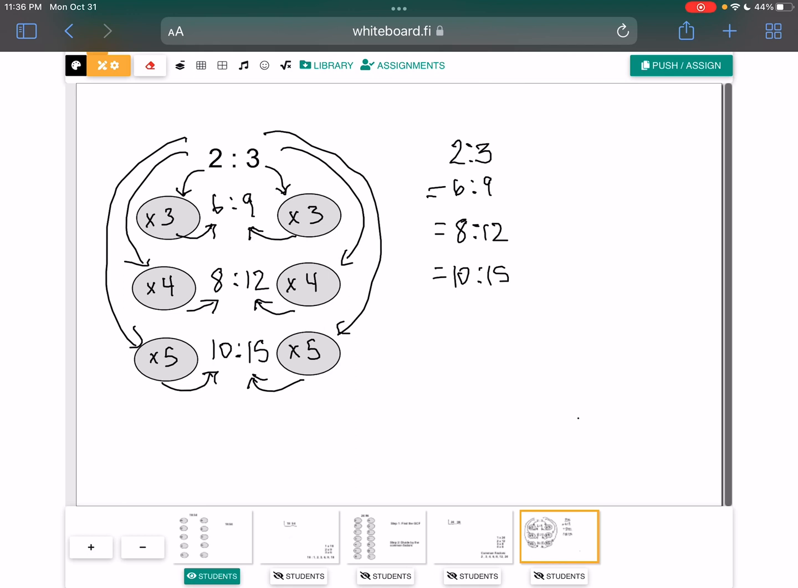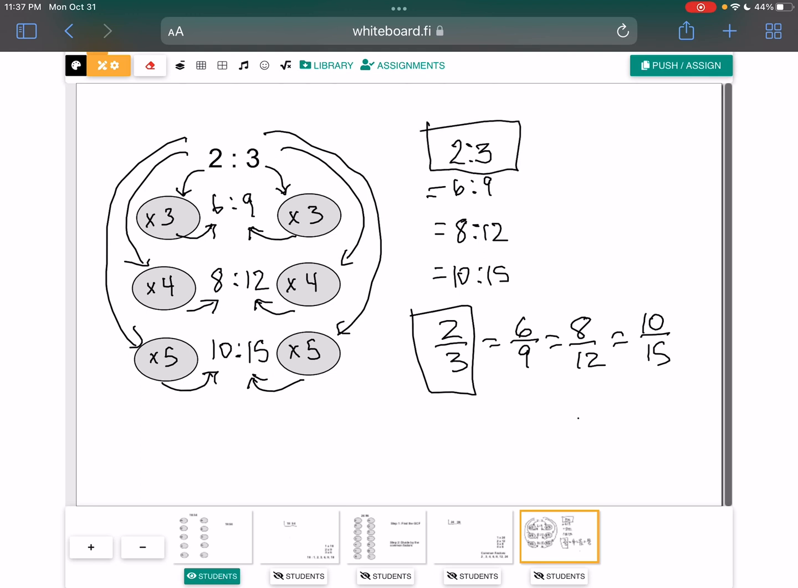All of these now can be written as fractions. 2/3 is the same as 6/9, is the same as 8/12, is the same as 10/15. All of these have the same relationship to each other, and 2/3 in this case is the simplest fraction, or 2 to 3 is the simplest ratio. All right? Well, that's multiplication.